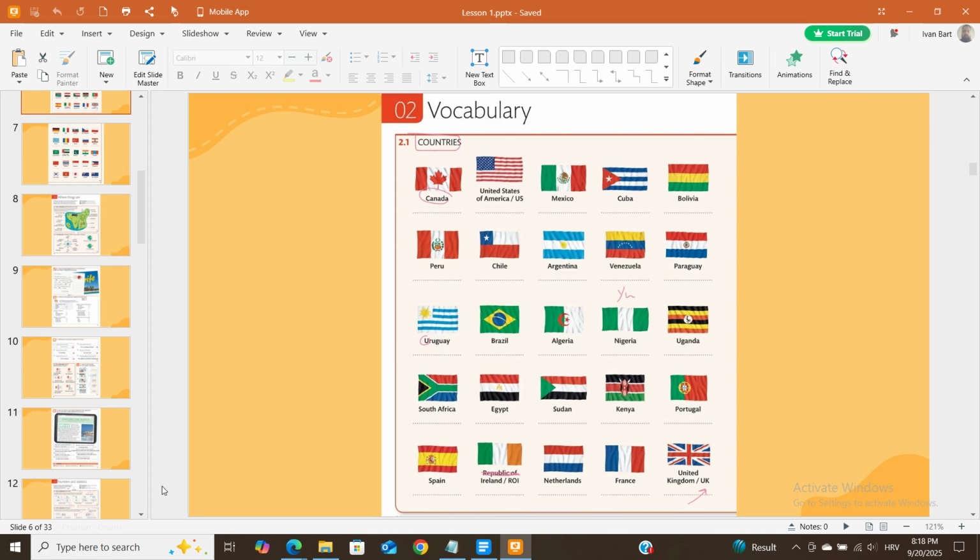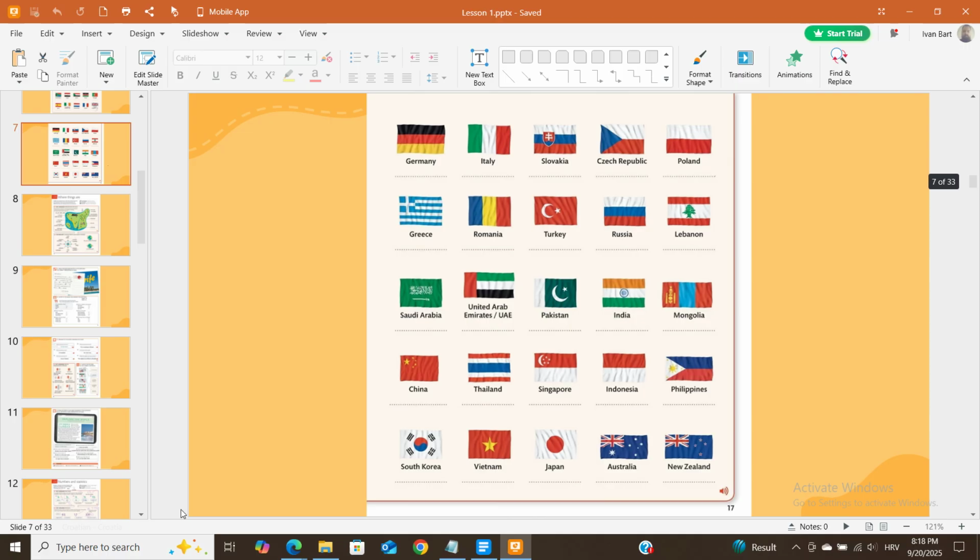Netherlands. France. United Kingdom, UK. Germany. Italy. Slovakia. Czech Republic. Poland. Greece. Romania. Turkey. Russia. Lebanon. Saudi Arabia. United Arab Emirates, UAE. Pakistan. India. Mongolia. China. Thailand. Singapore. Indonesia. Philippines. South Korea. Vietnam. Japan. Australia. New Zealand.